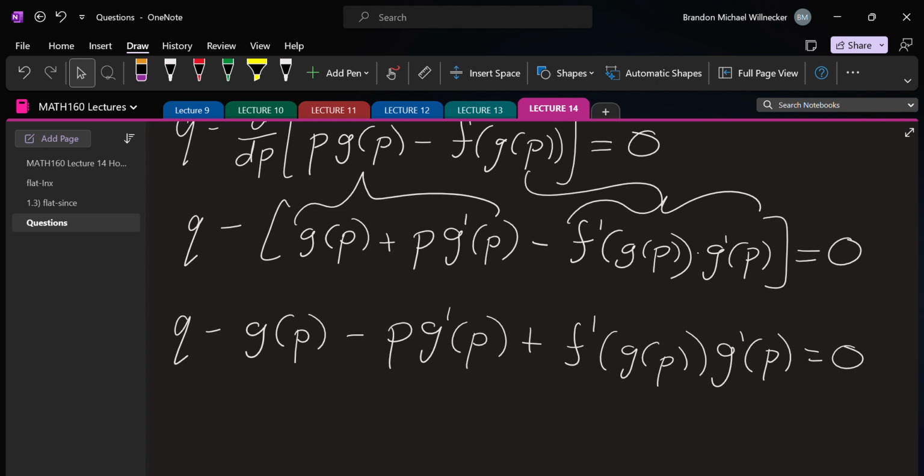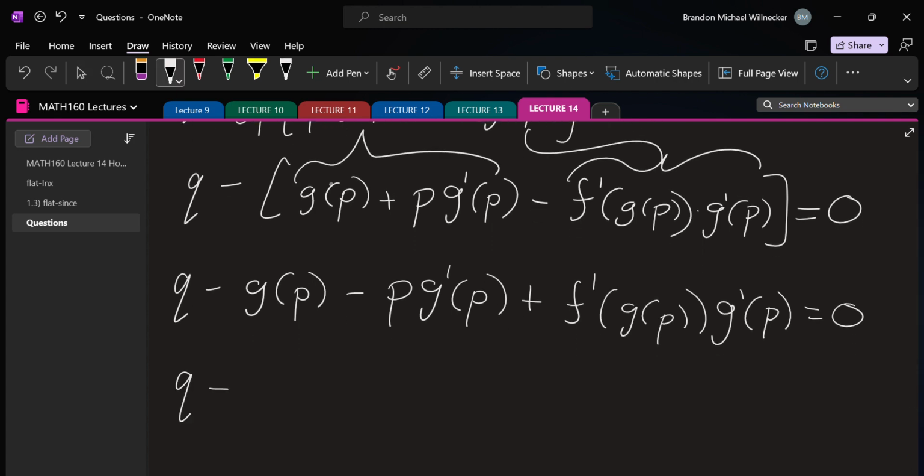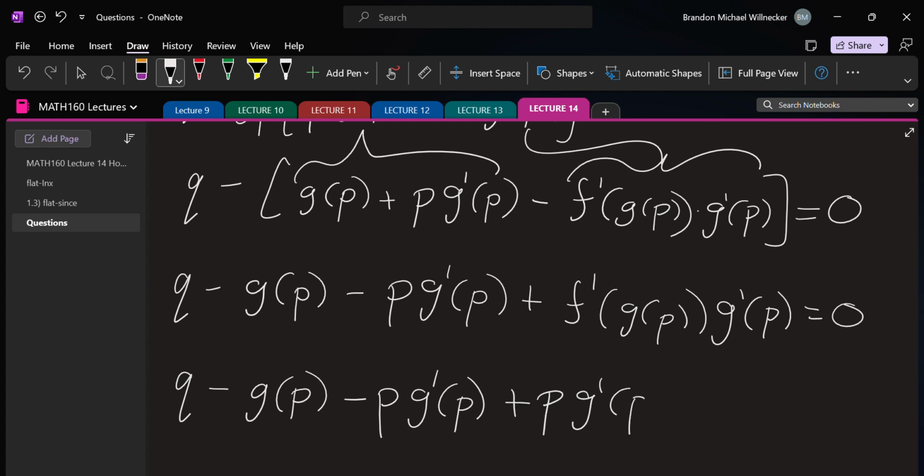Okay. So what can we do now? Well, F prime G of P and G prime of P. What we want to do is try and simplify this a little bit, and then that will end up cancelling something there. Okay, so this is going to be Q minus G of P, okay, minus P G prime of P plus P G prime of P.